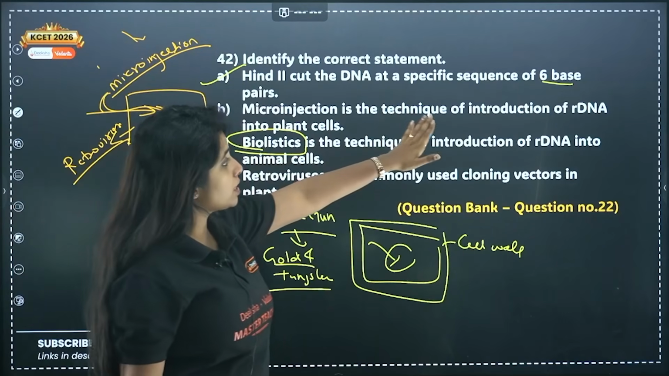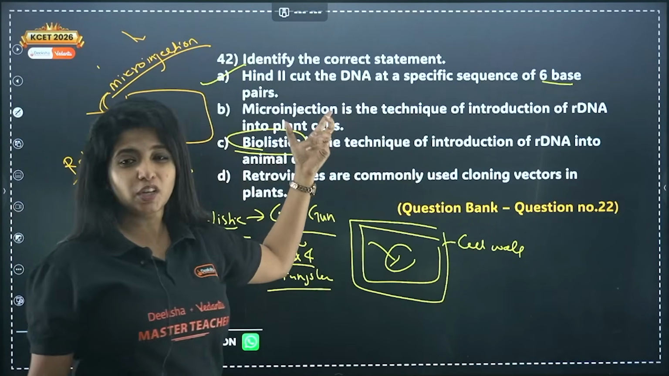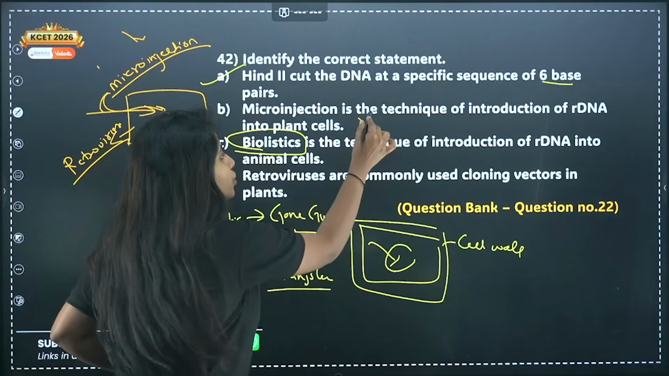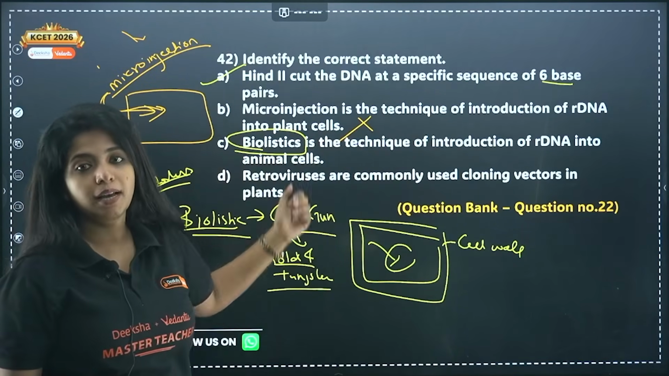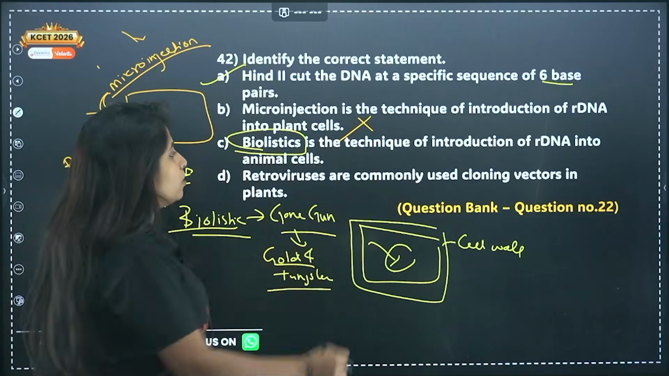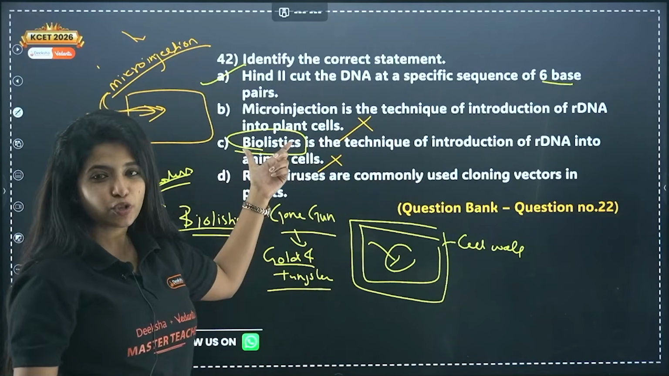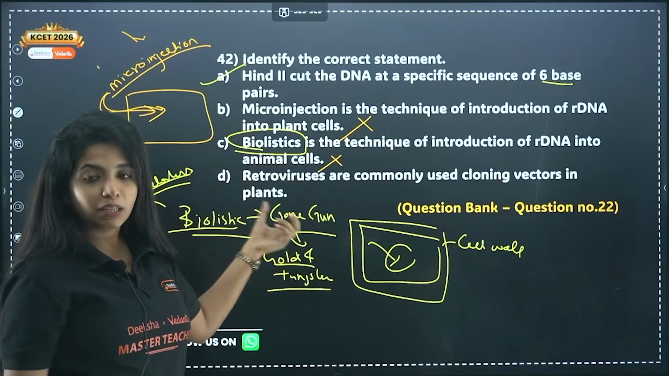So micro-injection is a technique of introduction of rDNA into the plant cell. No ma'am, it's animal cell, what are you telling? So this is wrong. Biolistic is a technique of introduction of rDNA into the animal cell. Ma'am, it is plant cell, no? So this is also wrong. Biolistics has usually been forgotten. Please remember, it is the same name for gene gun.